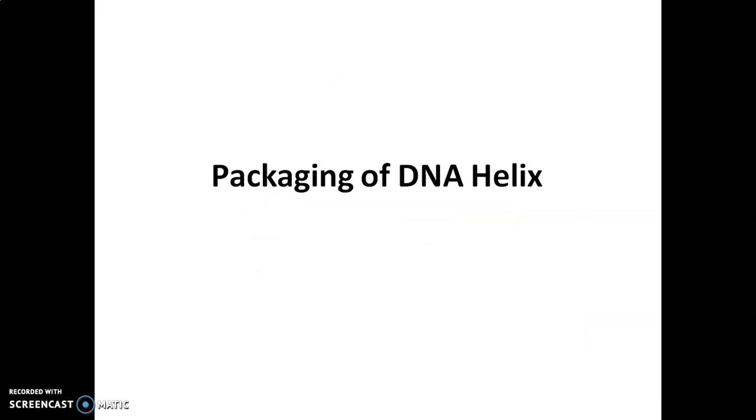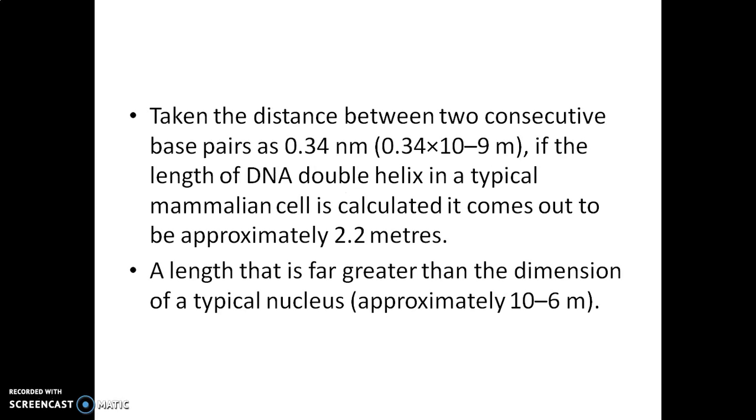Okay. Next, we are going to discuss another topic, that is packaging of the DNA helix. Children, why is this packaging required? I will explain a calculation for you. Children, listen. Taking the distance between two consecutive base pairs as 0.34 nanometer, if the length of the DNA double helix in a typical mammalian cell is calculated, it comes out to be approximately 2.2 meters. That means a length that is far greater than the dimension of a typical nucleus, because it is approximately 10^-6 meter. Okay.